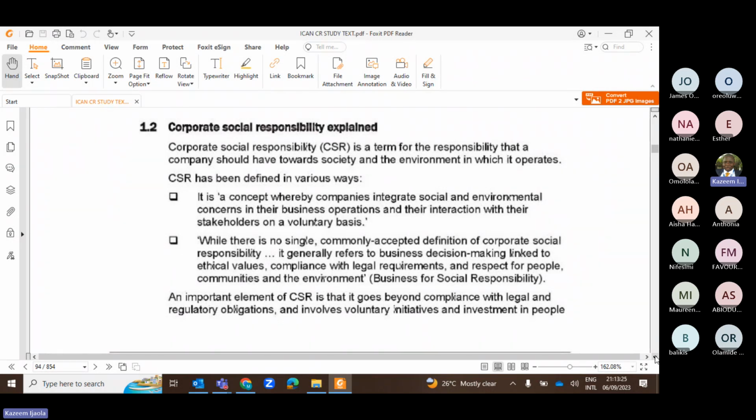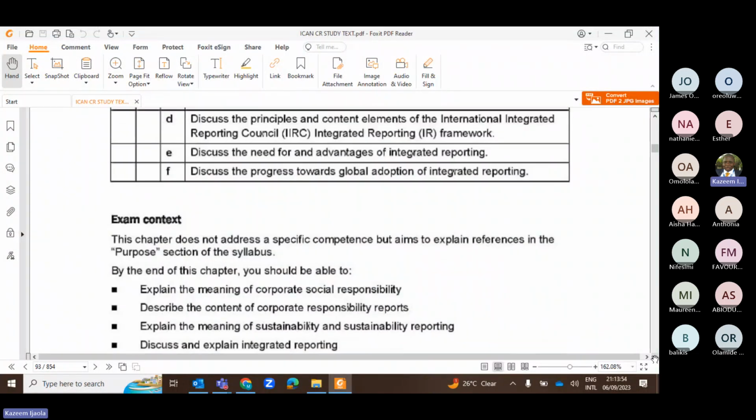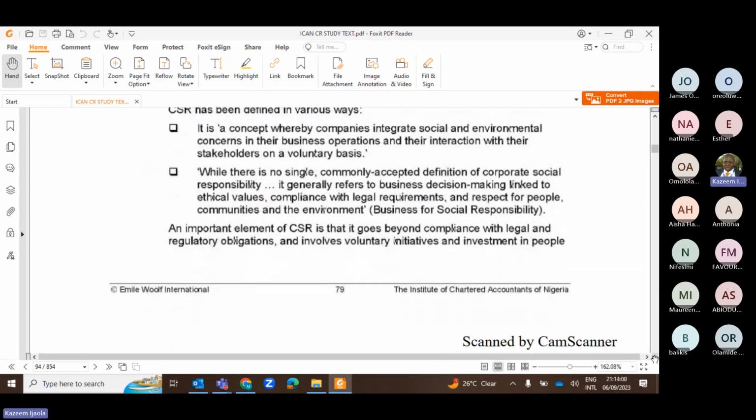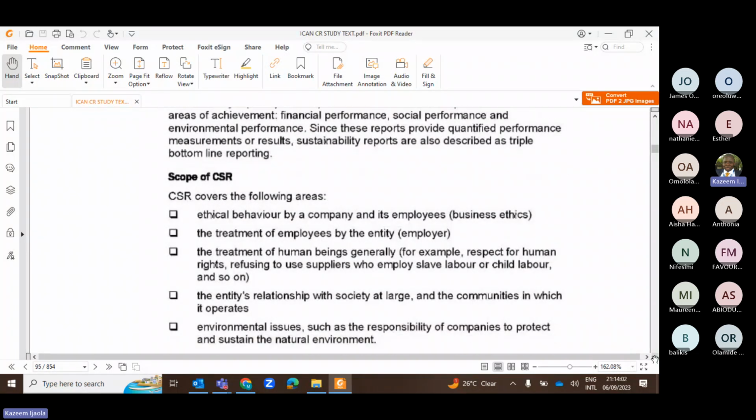So let's look at the two major definitions of CSR. It is a concept whereby companies integrate social and environmental concerns in their business operation and their interaction with their stakeholders on a voluntary basis. Just take note that CSR is not compulsory, it is voluntary. However, it is also necessary, because if you keep giving back to the society, there is every tendency that directly or indirectly, you also will generate some form of benefit from those entities that you are giving back to. That is basically what CSR is meant for. CSR is just a way of giving back to the society.